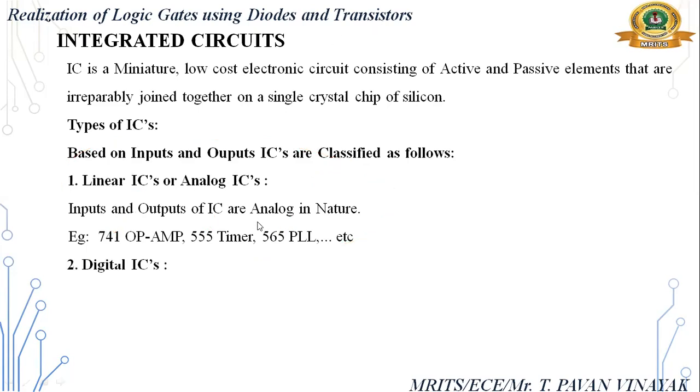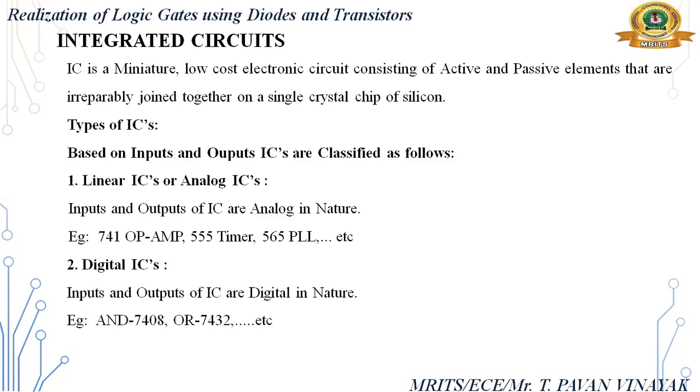Next one is digital ICs. So inputs and outputs are digital in nature, meaning zeros and ones. Examples: AND gate, OR gate, everything comes under digital ICs only.